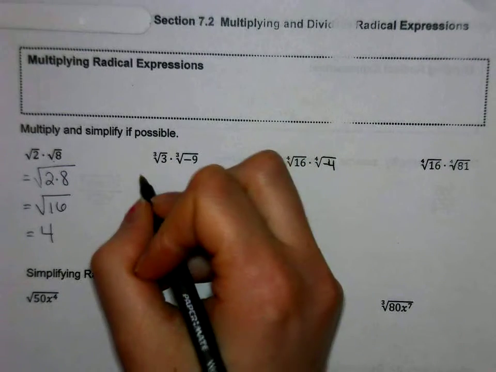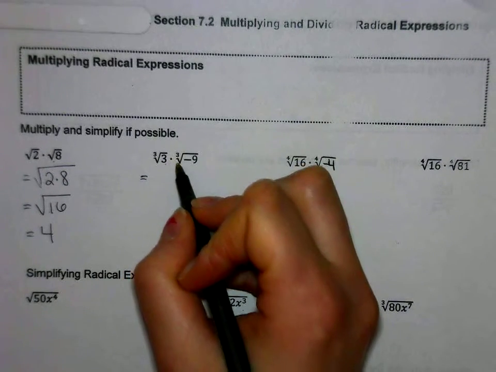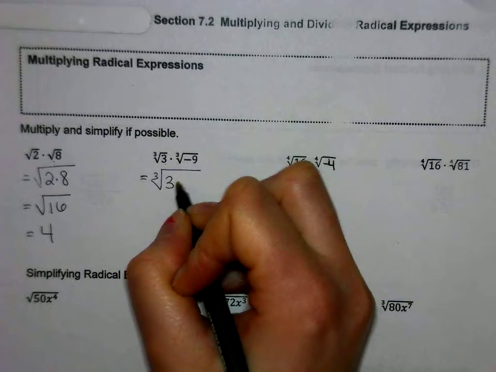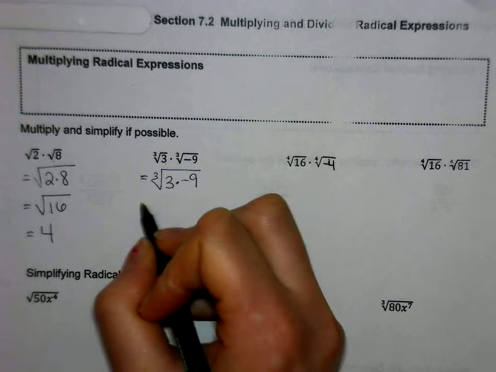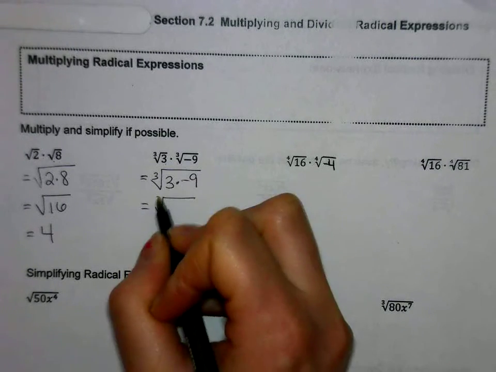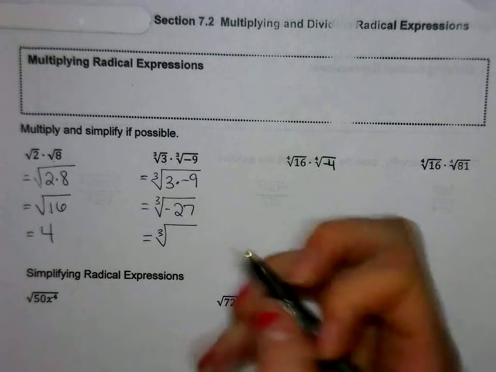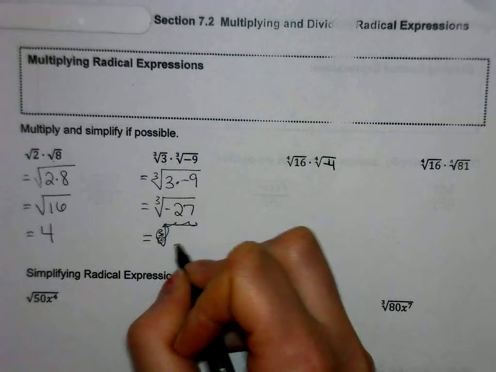So let's look at the next one. Cube root of 3 times the cube root of negative 9 equals the cube root of 3 times a negative 9. 3 times a negative 9 is a negative 27. And we also know that the cube root of a negative 27 is just a negative 3.